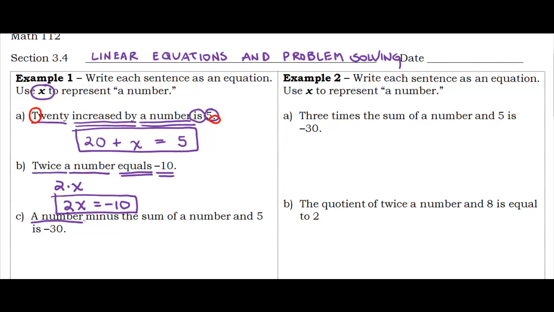A number, x, minus, subtraction, the sum. Addition's not bad. Parentheses, right. I've got to package the sum, otherwise I'll only subtract the first number. The sum of what? A number, which is x, and 5, equals -30.